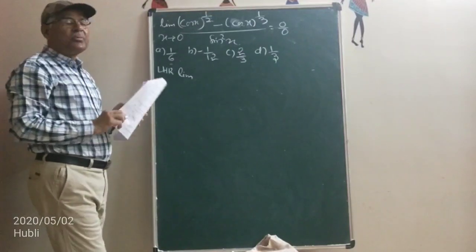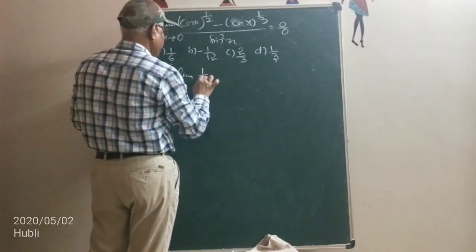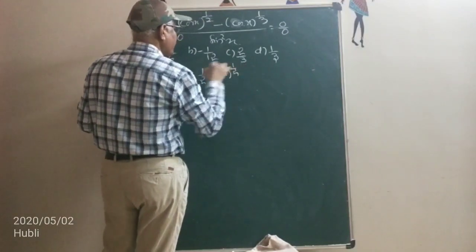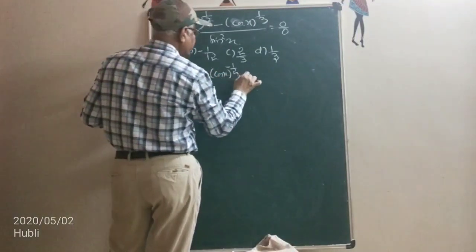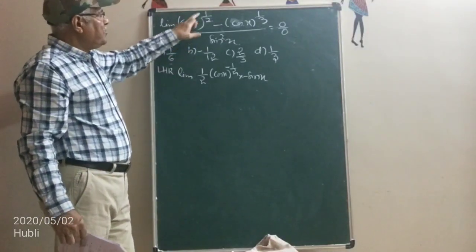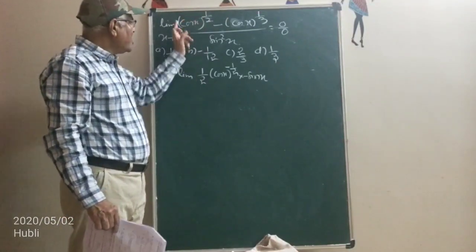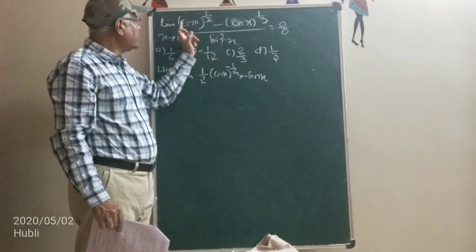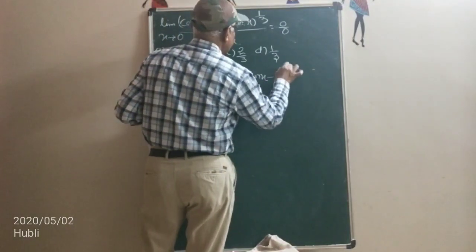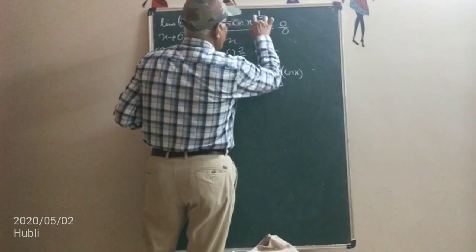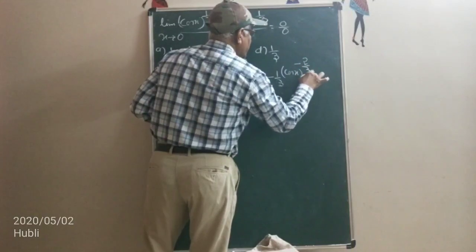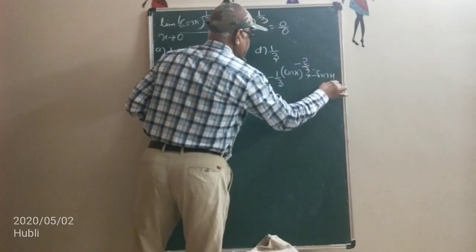Limit of, now what is the derivative of cos x raised to 1 by 2? It is 1 by 2 into cos x raised to 1 by 2 minus 1. That is minus 1 by 2, into the derivative of cos x. What is the derivative of cos x? Minus sin x. Let me explain it once again. First you differentiate the power, 1 by 2, cos x raised to 1 by 2 minus 1 is minus 1 by 2, into the derivative of cos x, which is minus sin x. Next minus 1 by 3 here, cos x raised to 1 by 3 minus 1. What is 1 by 3 minus 1? Minus 2 by 3. And once again the derivative of cos x is minus sin x.